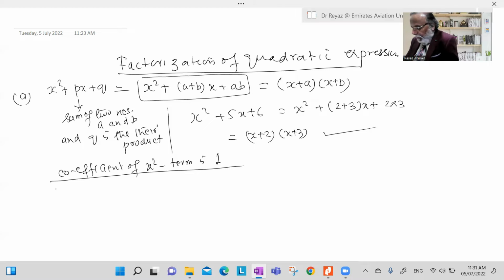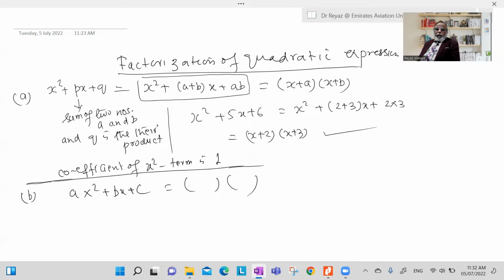But this is not the case all the time. So we take up the problem of the quadratic expression where the coefficient of the x squared term is not 1. It will be of this form. What we want to do is write them as a product of two linear expressions. That means we want to factorize this also. I will be solving this problem in two different methods. One will be an extension of this, another will be different from the first technique.